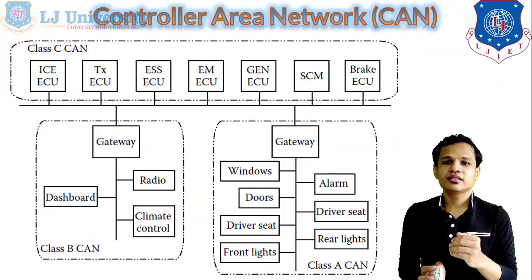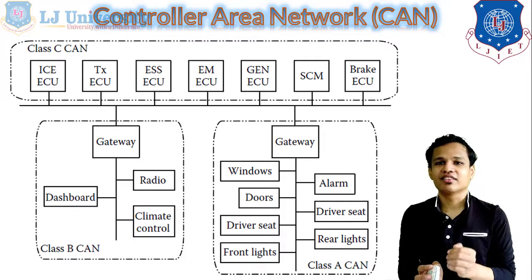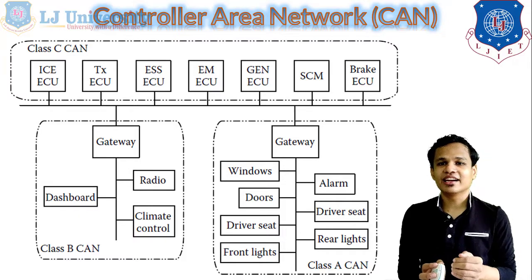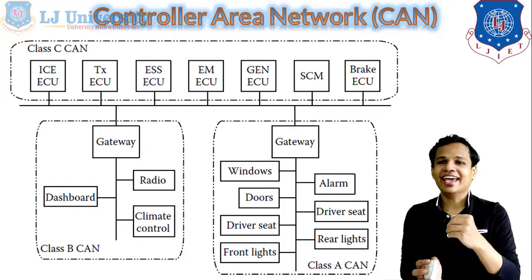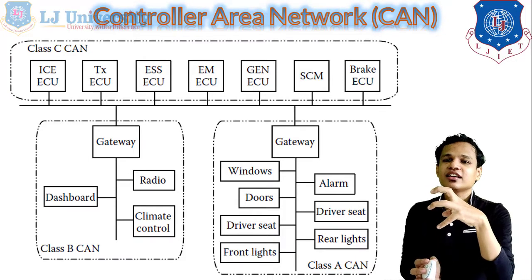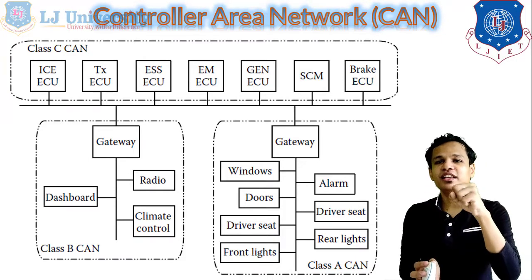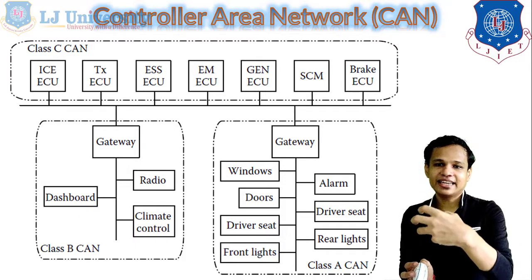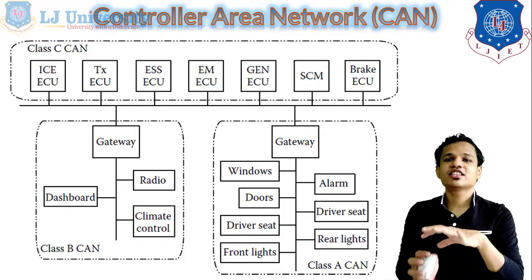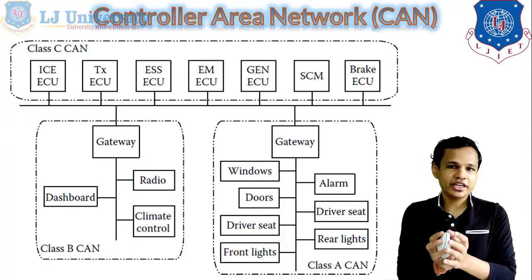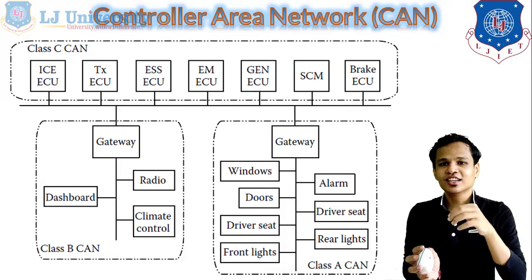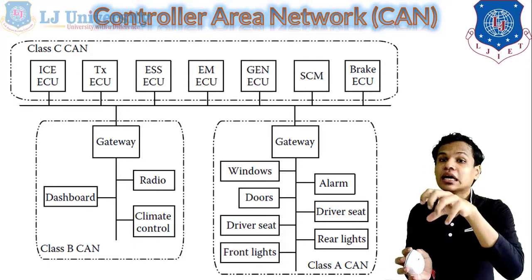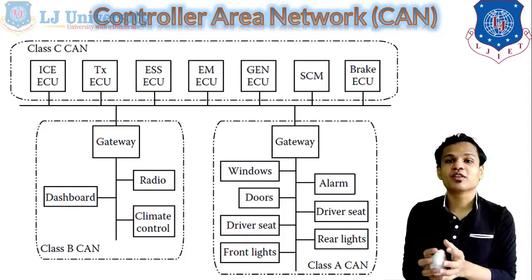Next thing is the control area network, or we can also say CAN. Now CAN is a component which is given inside the electric and hybrid vehicle, which controls all the electronic components of the vehicle. So CAN is mainly the heart of the electronic system of our vehicle.